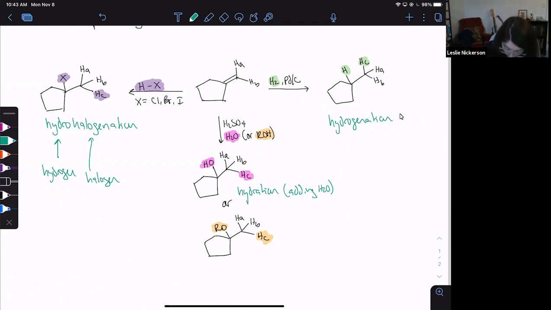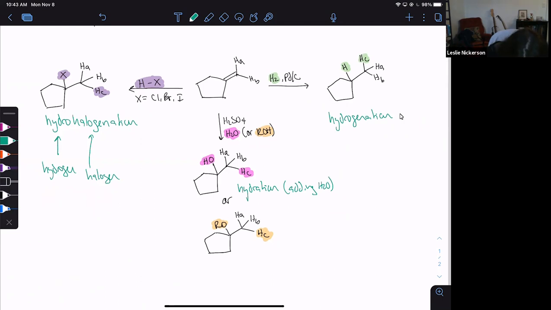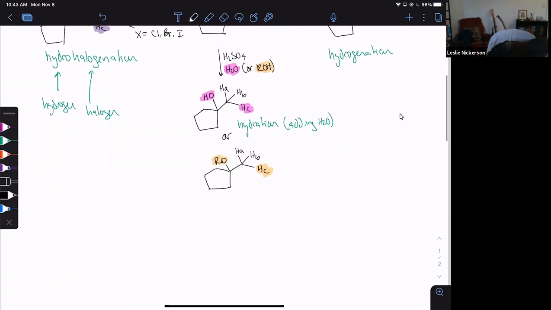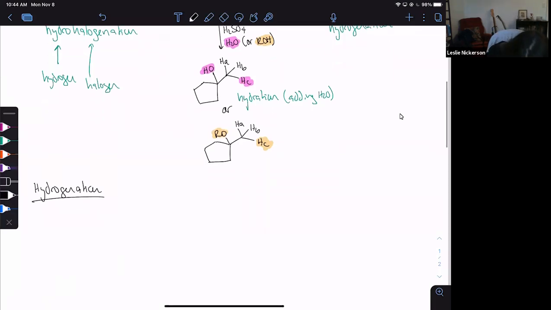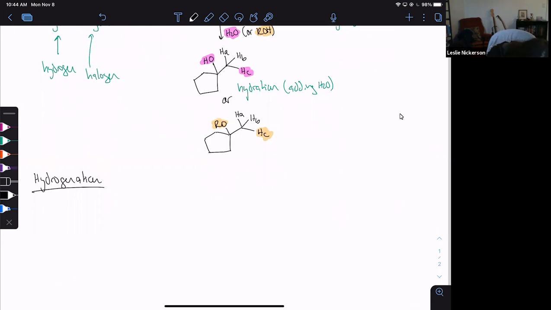So let's look at the mechanisms of these. So I'm going to actually start with the hydrogenation mechanism because it's kind of a little different. And then the other two are more related. All right, so for hydrogenation, what we have is our starting material, we've got hydrogen, and we've got palladium on carbon, okay? So if I've got palladium on carbon, that's a catalyst.